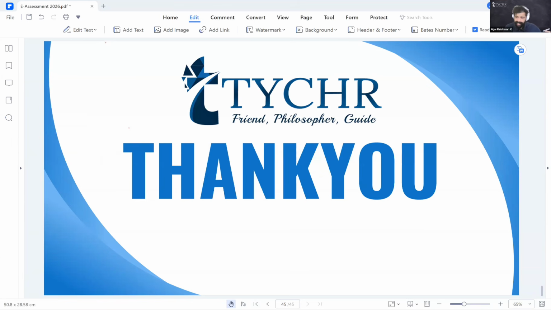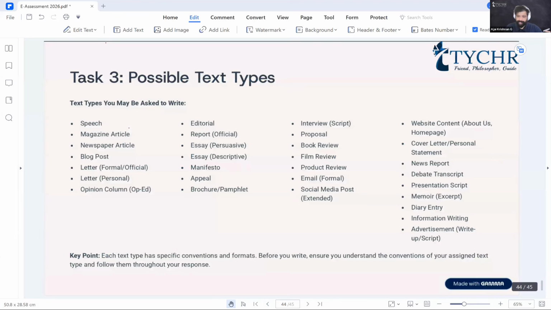One question I can see: can you please provide a list of possible text types that could come in task 3? I hope it is there on the screen. I'll bring it back to the screen again. These are the possible text types which can appear in your exam. The list has been compiled based on previous year papers and what has been done in all major schools for task 3. So you can expect anything out of this for your task.